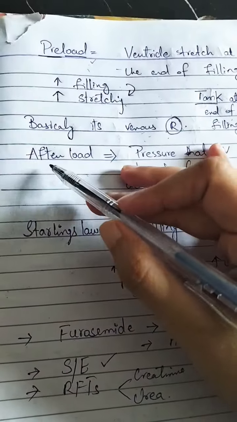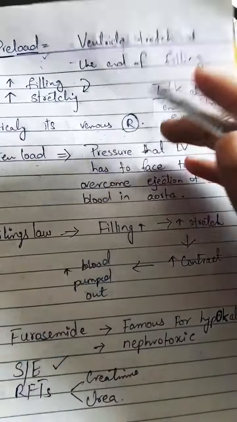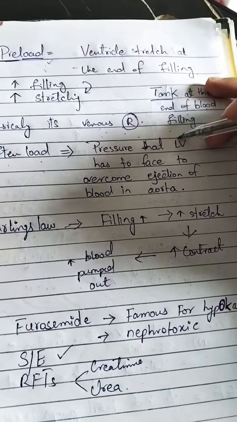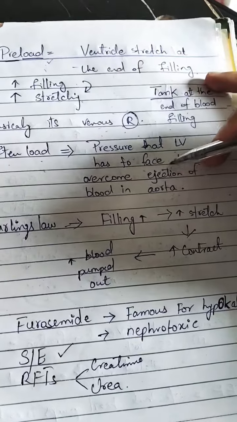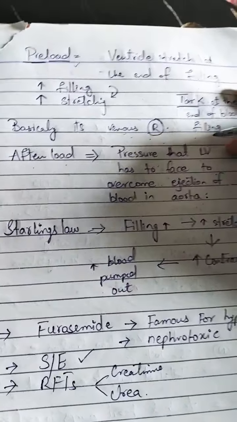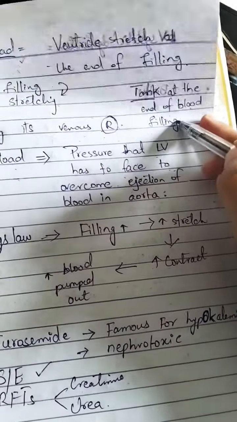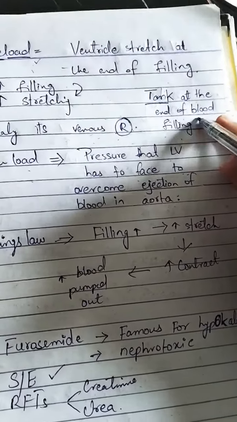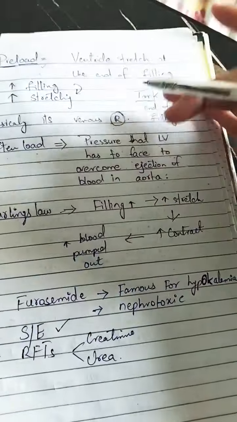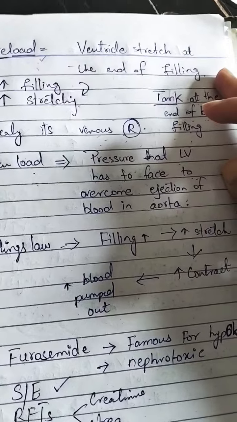Now come to the terminology afterload. What is afterload? Afterload is the pressure that the left ventricle has to face to overcome ejection of blood into the aorta. What does that mean? It means that now the tank is filled with the blood, that was preload. Once it is filled, it will contract and the blood will be pushed out to the systemic circulation, right?